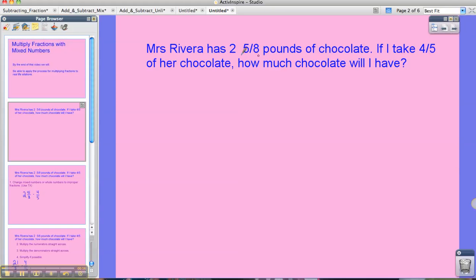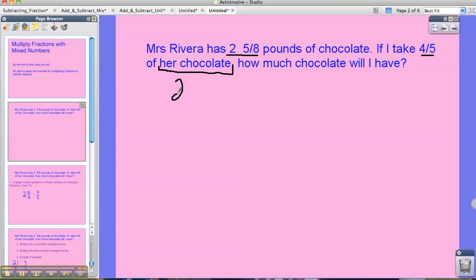It says, Miss Rivera had 2 5/8 pounds of chocolate. So this is how much Miss Rivera had. If I take 4/5 of her chocolate, how much chocolate will I have? So notice it says I take 4/5 of her chocolate. It doesn't say I take 4/5 of a pound. It says I take 4/5 of her chocolate. That's out of her total chocolate.